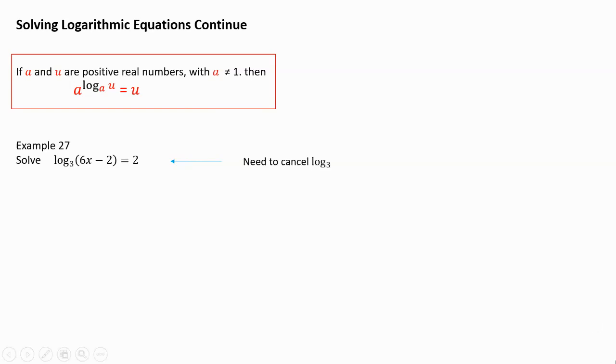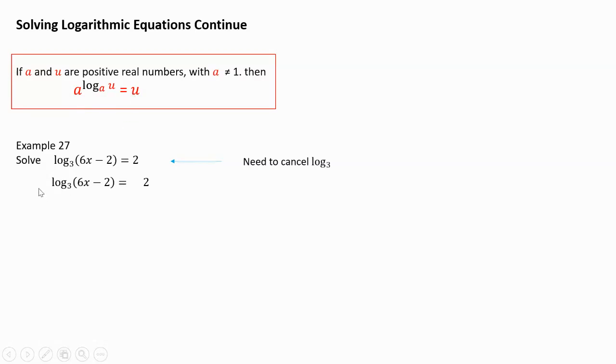Now if we need to cancel the log of base 3, we're going to raise, this is what the rule says on top here: if you have a to the power of log of base a of u, that means that if the bases are the same, that's equivalent to 1. So we bring down the u. That's why the left side is equal to u.